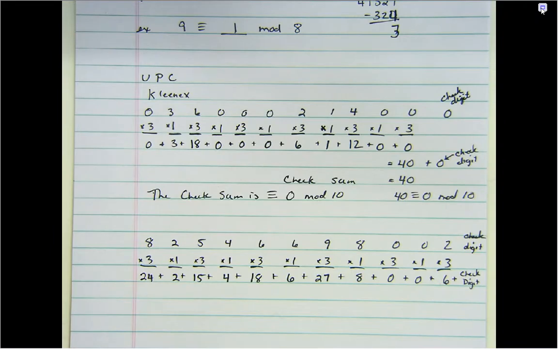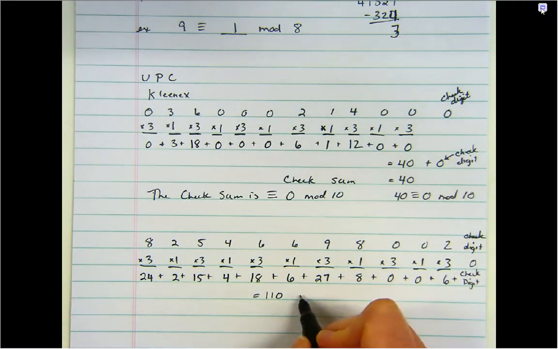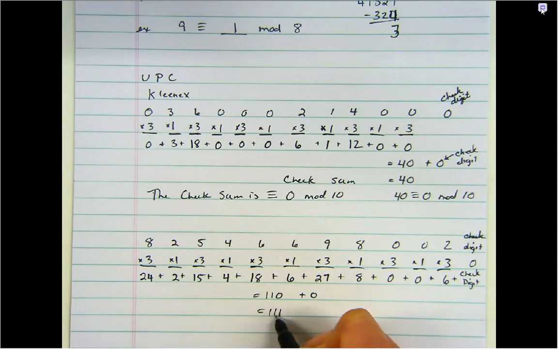Let's see what we get. Did anybody else get 110? Yep, you got 110? Okay. So what does that make the check digit? 0. Yeah. Was it 0? Okay. The check digit was 0 because 110 is already equivalent to 0 mod 10.